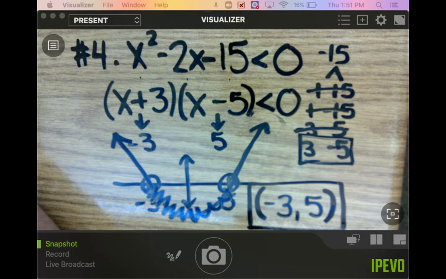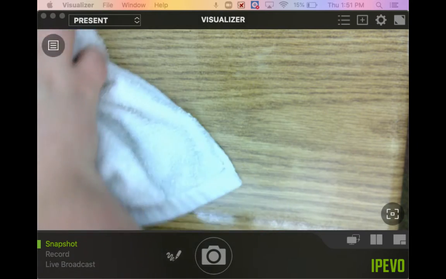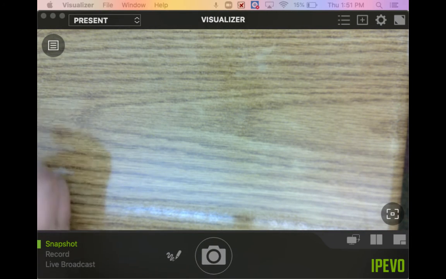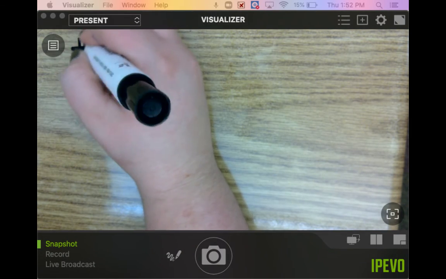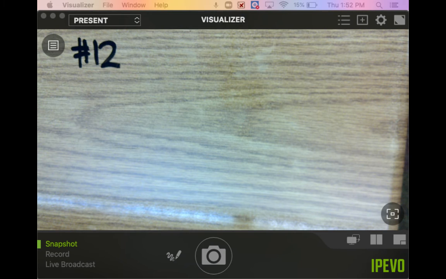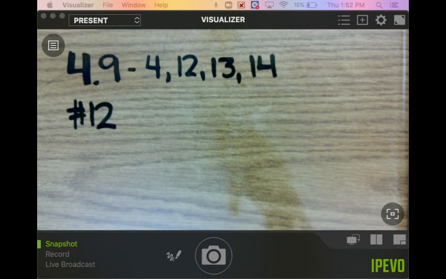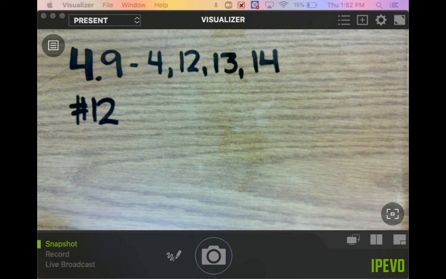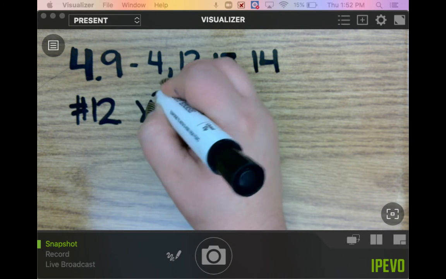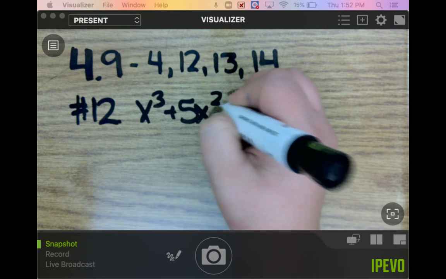Pause the video here if you need to write any of that down, because I'm going to erase it and do number 12. All right, so here is number 12. We get it written down. X cubed plus 5x squared minus 3x minus 15.